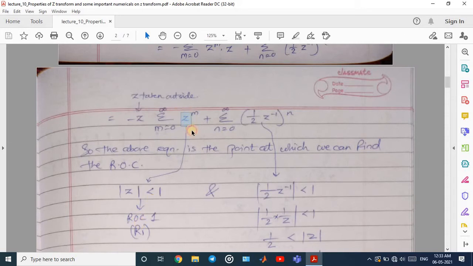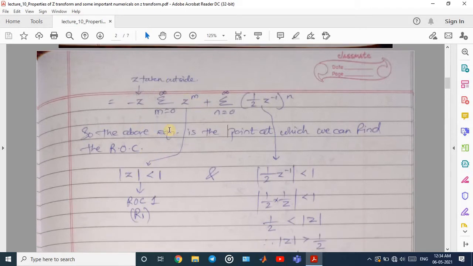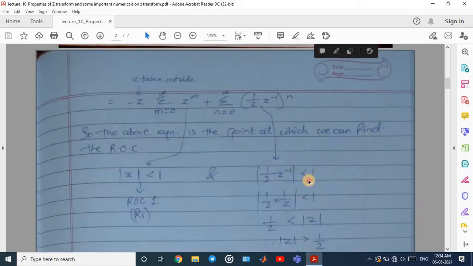For the region of convergence criteria, this mod of z should be less than 1, and for the other, mod of one half into z to the power minus n should be less than 1. So call it R1, meaning ROC1, and this one is ROC2. We have to take the intersection. For this we can see that there is only z, so mod of z less than 1. This is ROC number 1. We have to simplify this equation. We have taken this equation as it is, so mod of this equation less than 1.